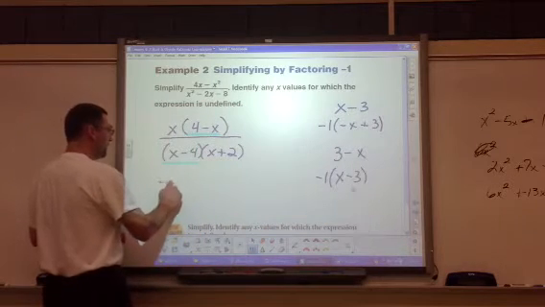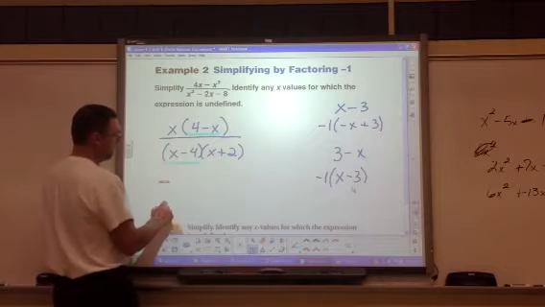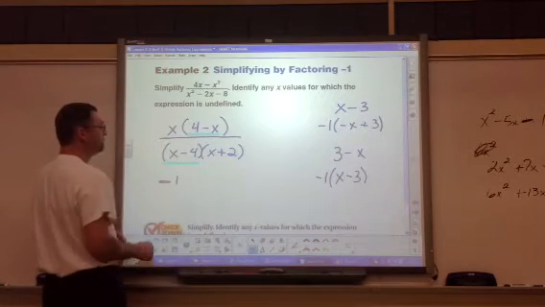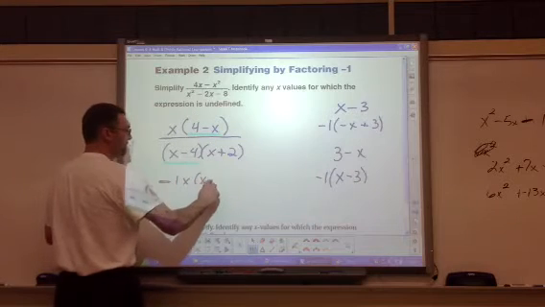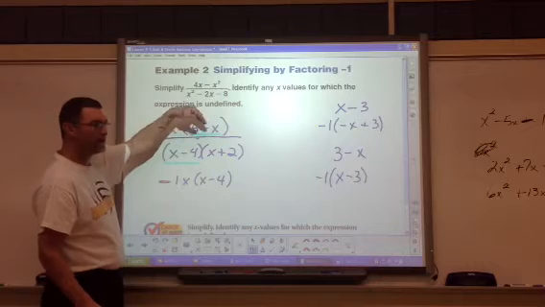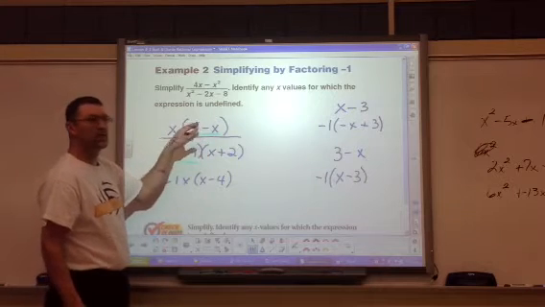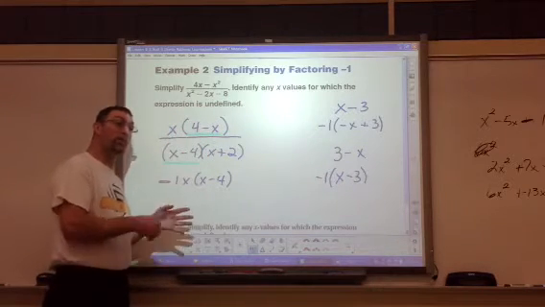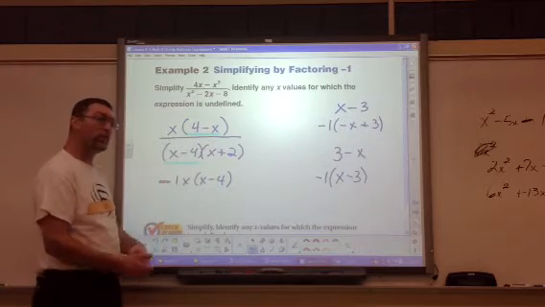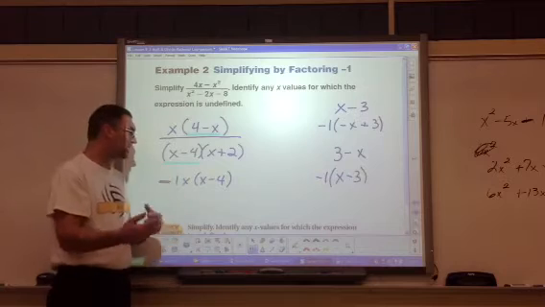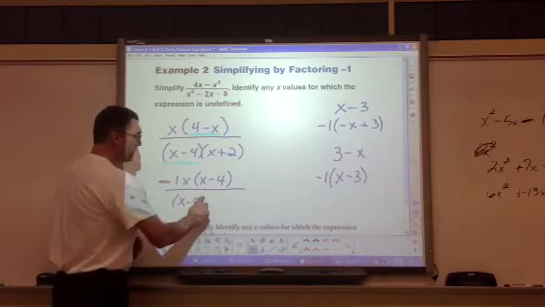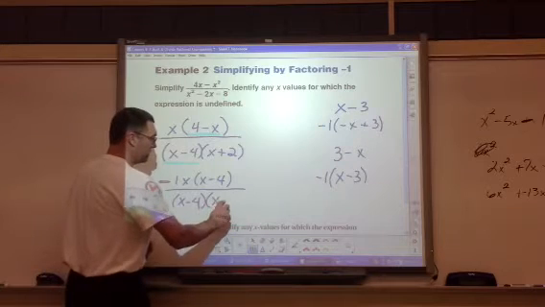So when I take out negative 1, I'll put the negative 1 out front, then my x. Now I have x minus 4. So because I factored out negative 1, this 4 minus x becomes x minus 4. Their signs switch. Just like when we multiply by negative 1, we change all the signs. When we factor out negative 1, we change all the signs. So in the numerator, we have x minus 4, and the denominator, x minus 4 and x plus 2.